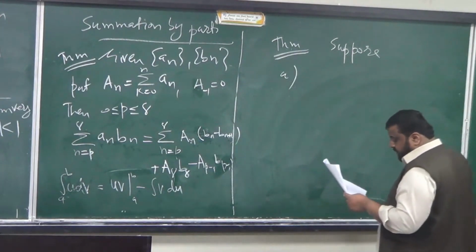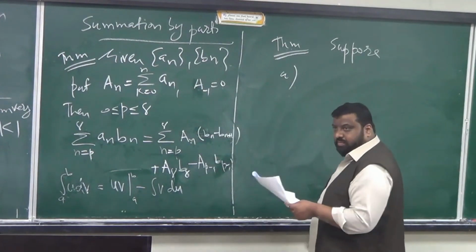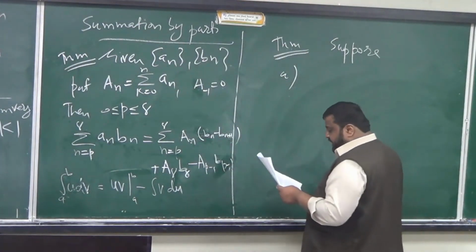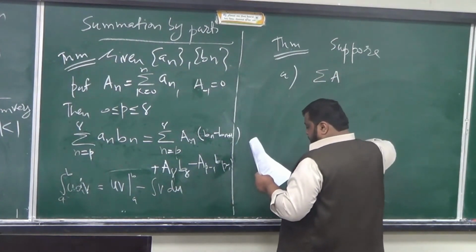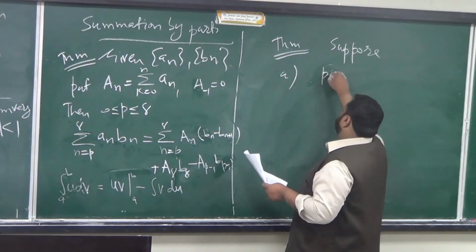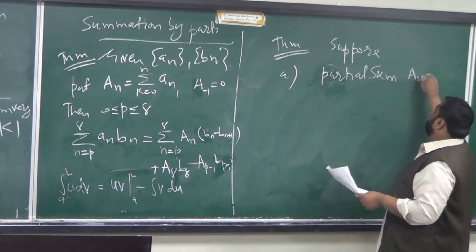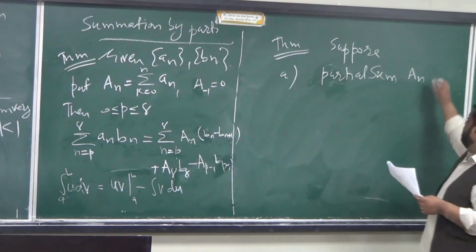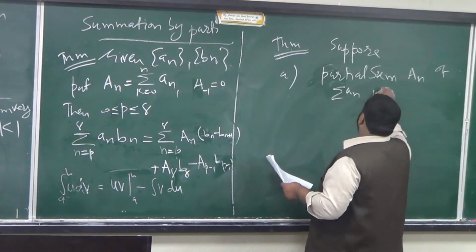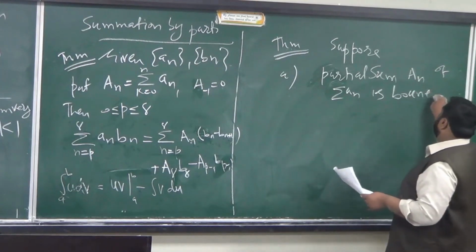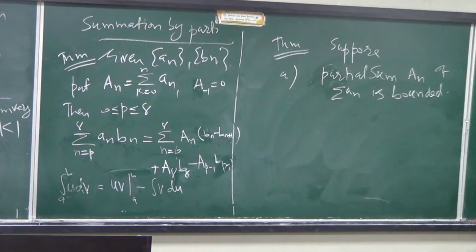Okay, so imagine with this notation, imagine if I say that the partial sums of a_n is bounded. Let's prove that the partial sums are bounded.